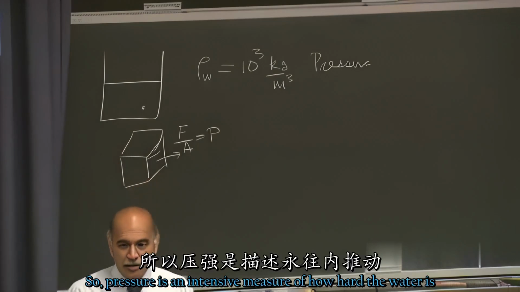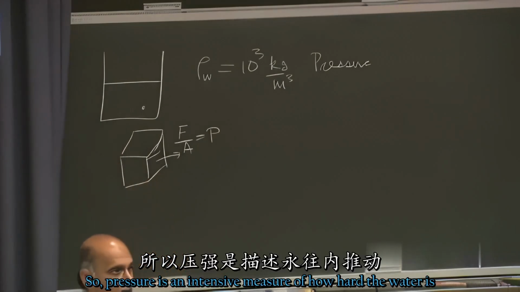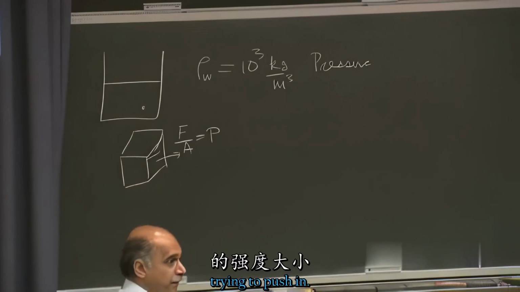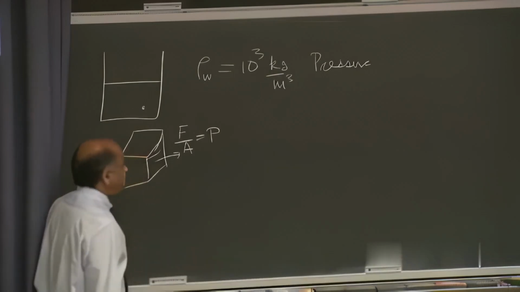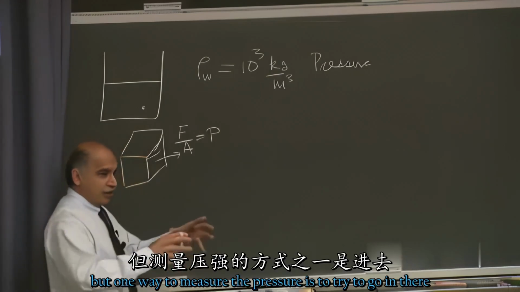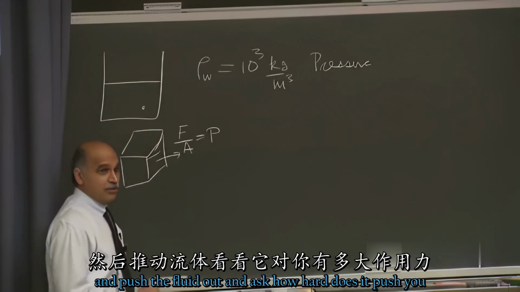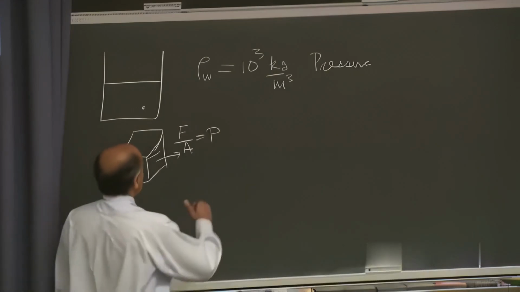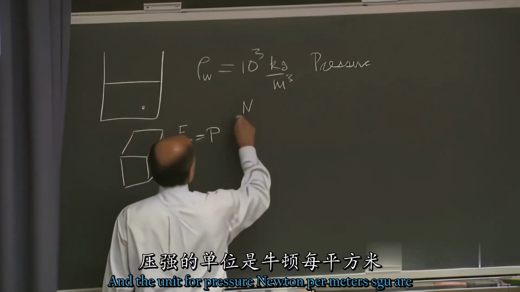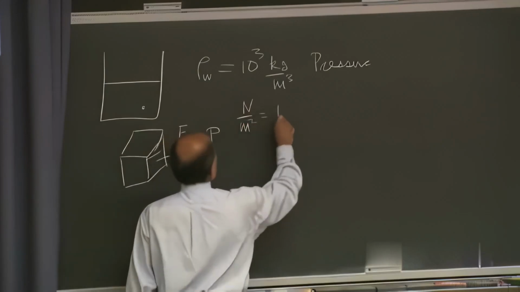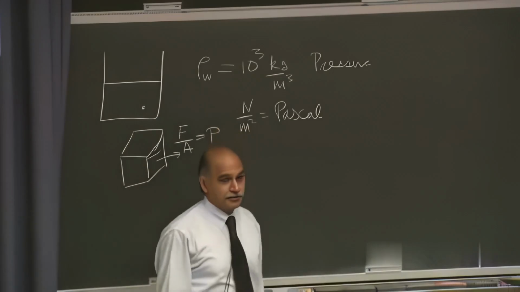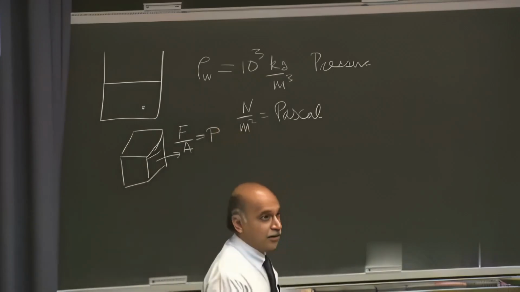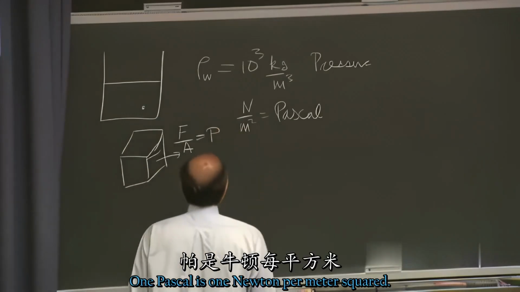So pressure is an intensive measure of how hard the water is trying to push in. If you don't put the cube, that pressure is still there, but one way to measure the pressure is to try to go in there and push the fluid out and ask how hard it pushes you. And the unit for pressure is Newton per meter square, and we use another name for that, called a Pascal. 1 Pascal is 1 Newton per meter square.